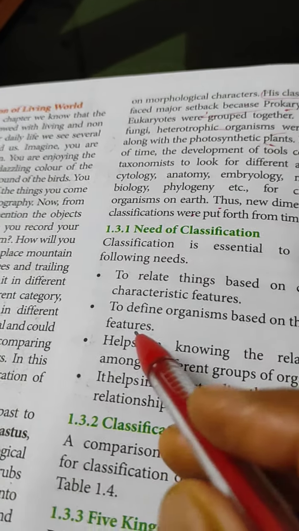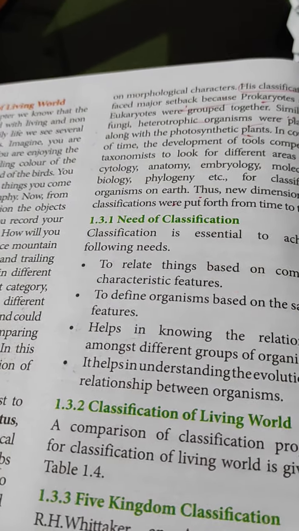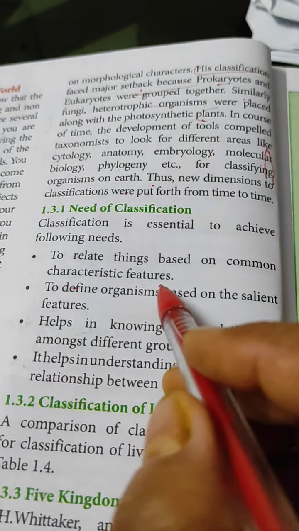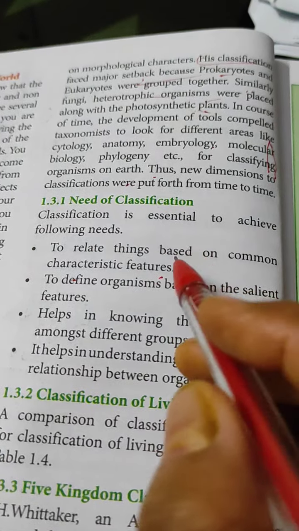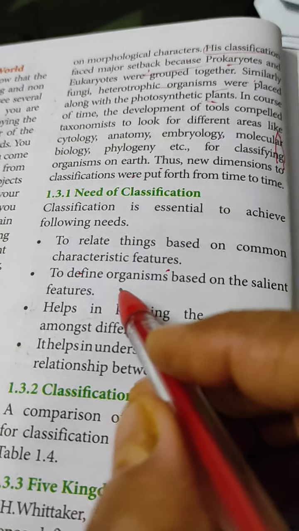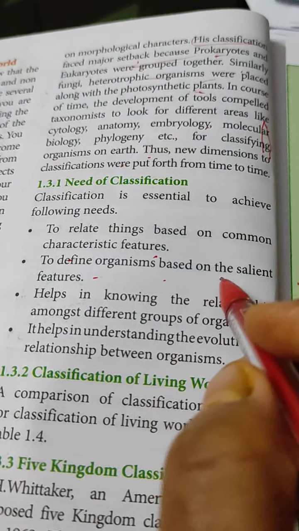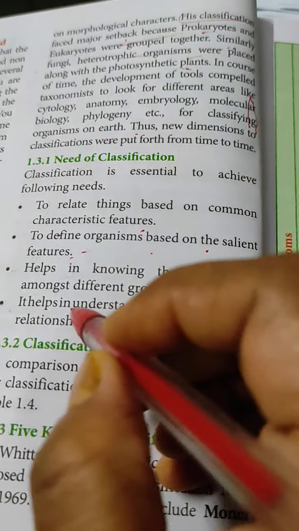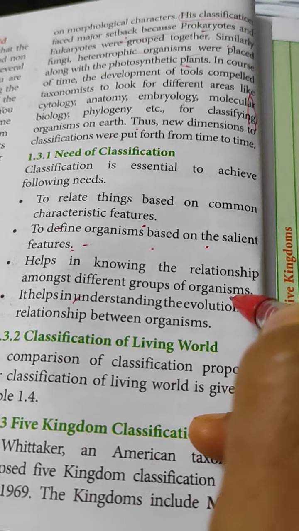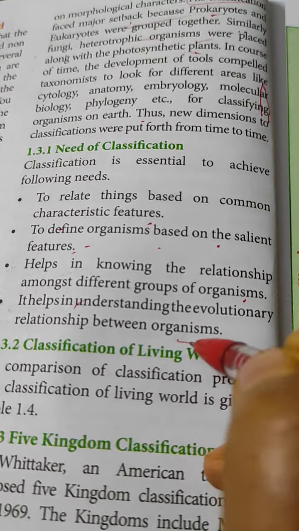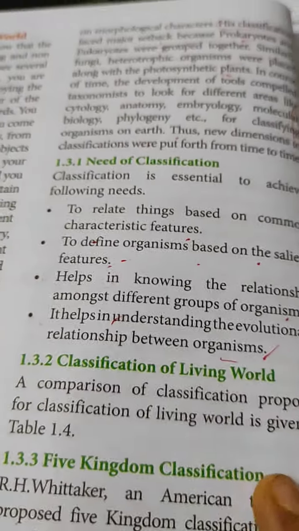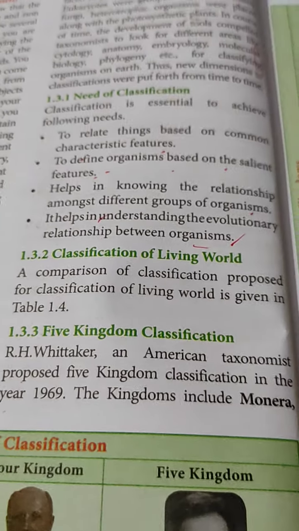Need for classification. What is the need? Already we have studied in zoology also. Number one, to relate things based on common characteristic features. Number two, to compare things and define organisms based on salient features. Number three, it helps in knowing the relationship among different groups of animals. It helps in understanding the evolutionary relationship between the organisms. These are also 2 marks or 3 marks questions.